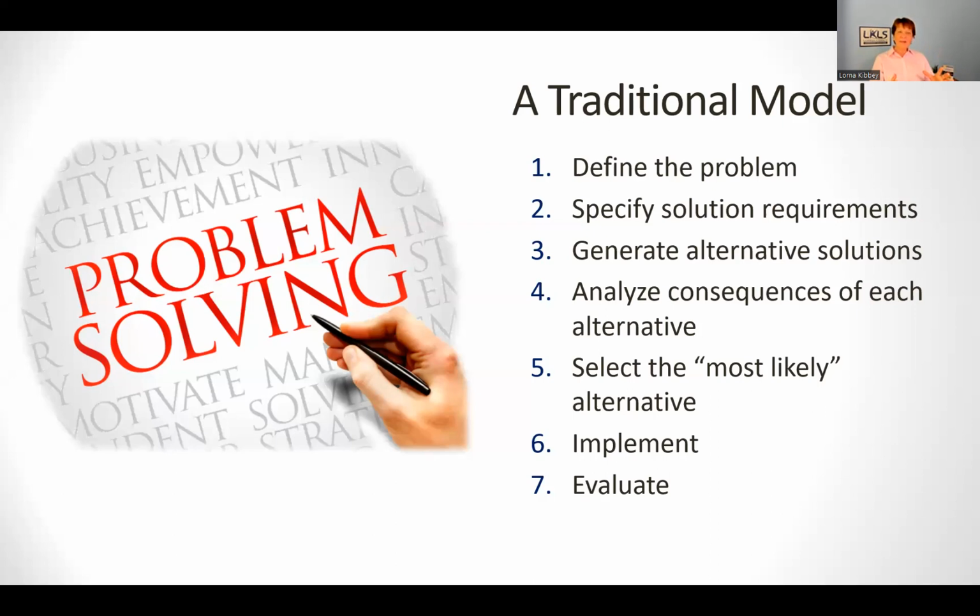Here's what I like about this and why I chose this, because when I look at these 7 steps, this could essentially be the agenda for a problem-solving team meeting. This could be your agenda. This could be your outline for how to do the meeting. First, we got to define the problem. We're going to talk about all these things. We got to specify solution requirements. What does it look like when we have the right solution?